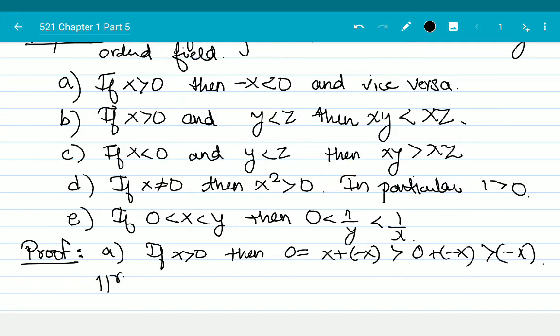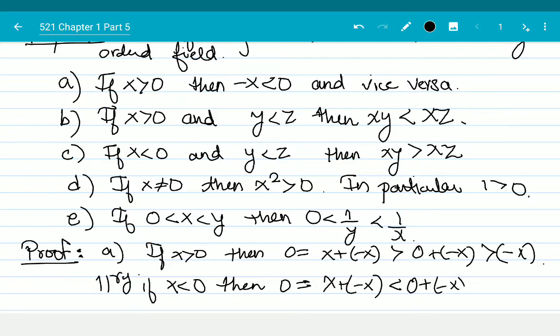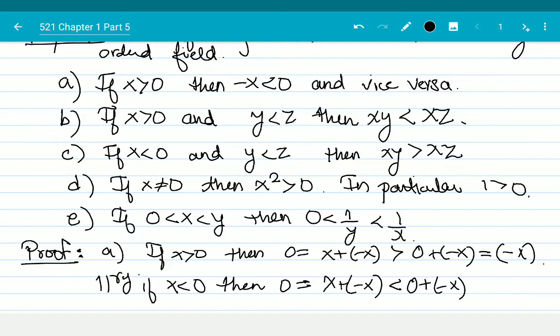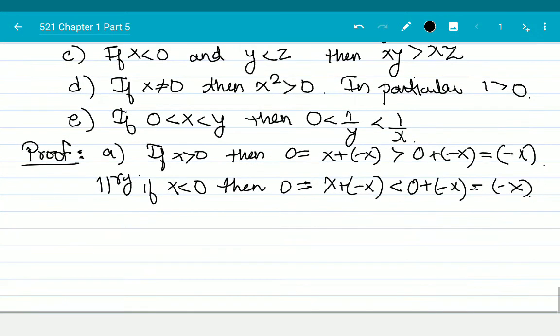Similarly, if x is less than 0, then 0, which is equal to x plus negative x, is smaller than 0 plus negative x. My bad, this should have been an equal. And, well, this is equal to negative x. Right? Easy peasy.